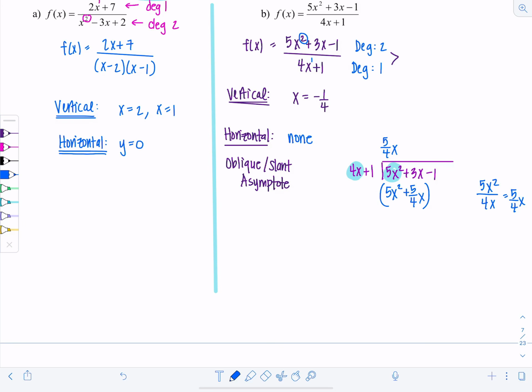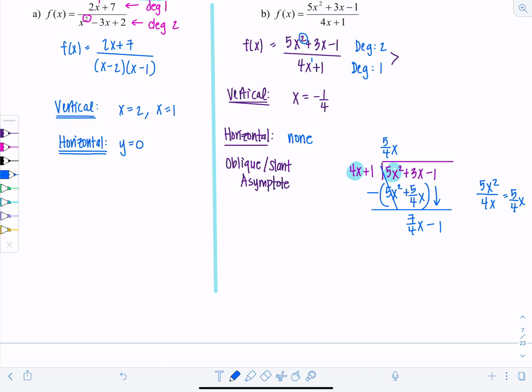Then we subtract. This cancels out. Then I have 3x minus 5/4 x. Okay, so 3x is 12x over 4 minus 5/4 x. So this is 7/4 x. And then bring down the minus 1.